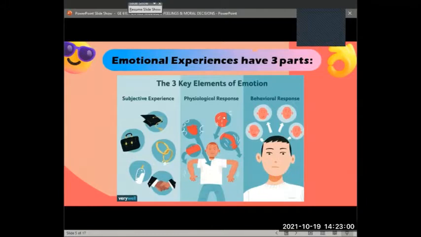Emotional experiences have three parts. In other references, it is known as the three key elements of emotions. So we have subjective experience. On these elements of emotion, some experts believe that there are a number of basic universal emotions that are experienced by people all over the world, regardless of background or culture. Researchers also believe that experiencing emotion can be highly subjective.